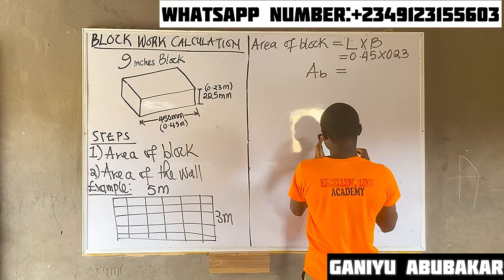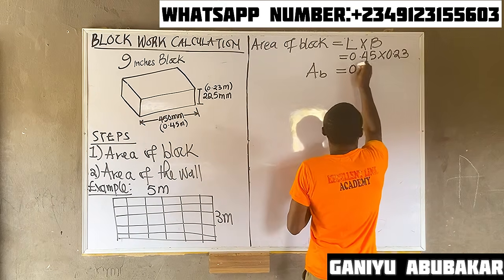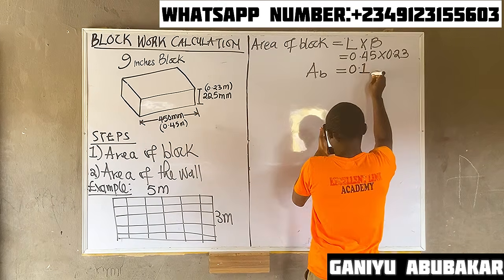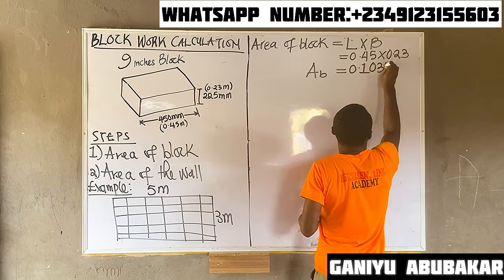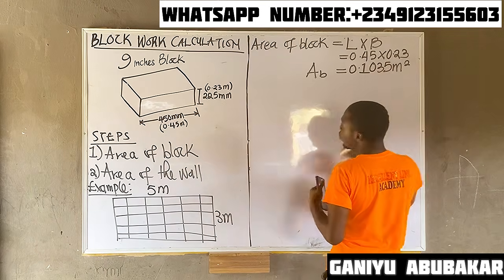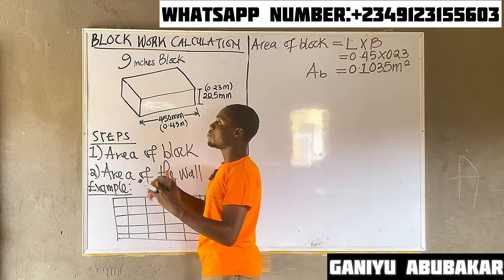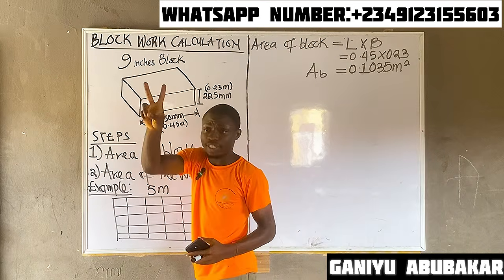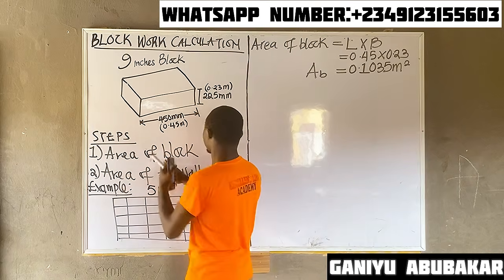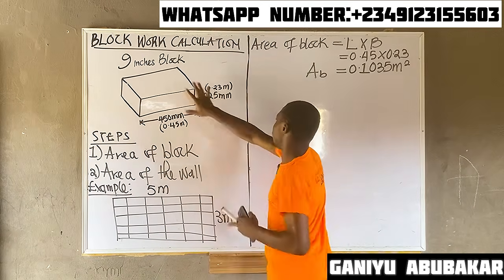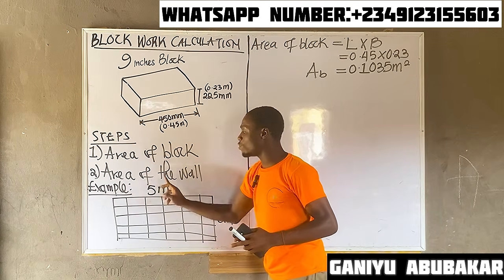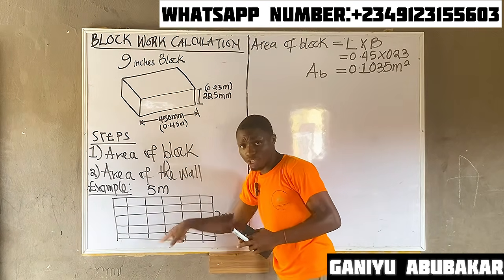that gives you about 0.1035 meter square. We said when it comes to calculating the number of blocks, you need two things. First things first, area of block, which I've gotten from here. Second is what? The area of the wall that I want to get the number of blocks in.